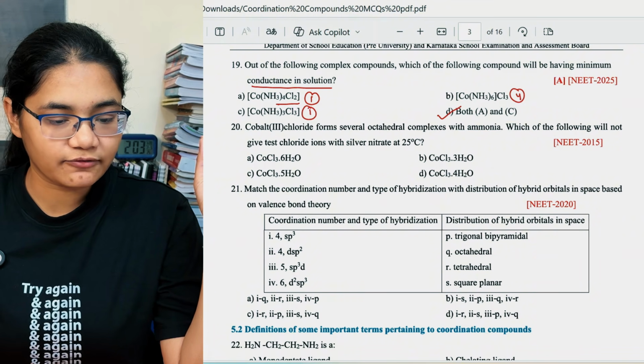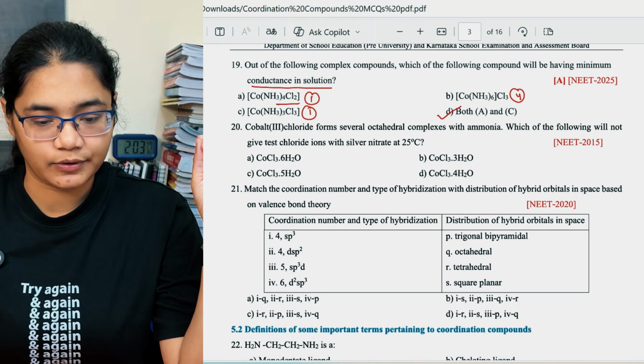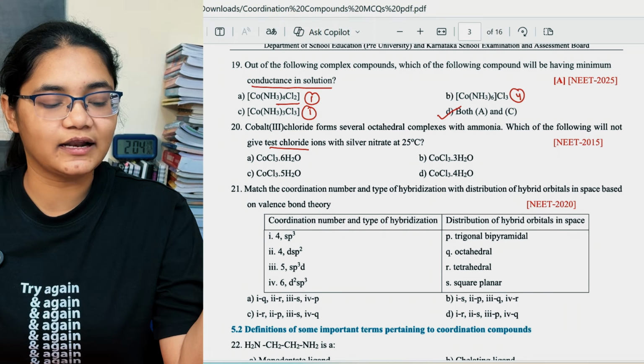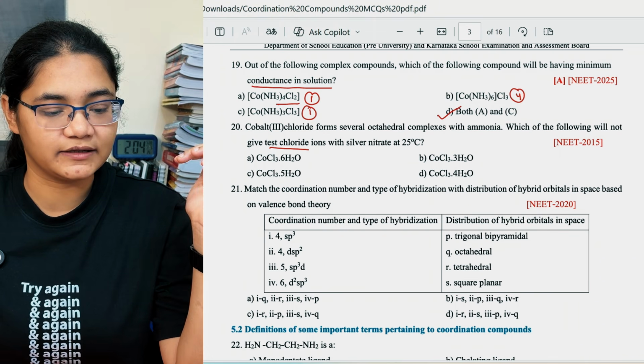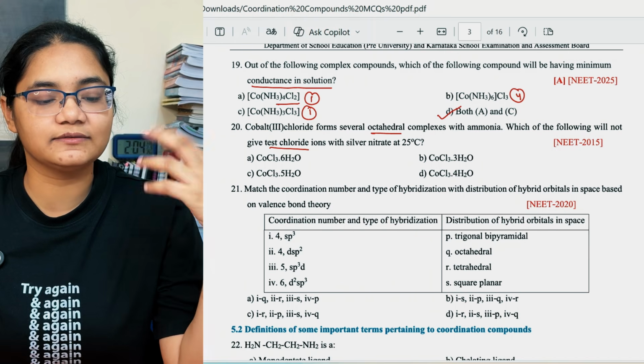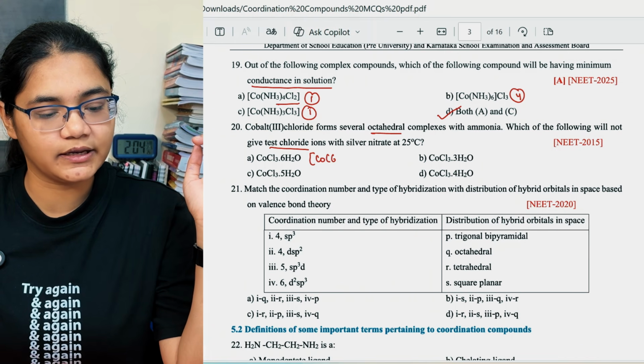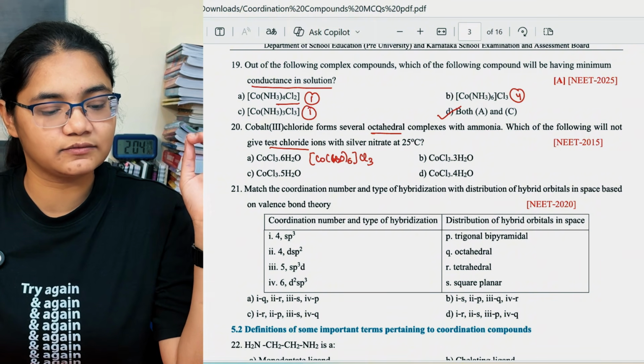Now cobalt 3 chloride forms several octahedral complexes with ammonia. Which of the following will not give a test for chloride? Not giving a test for chloride means it should be inside the complex. So here octahedral complexes means it has a coordination number of 6. So here the molecular formula should be like this: [Co(NH3)6]Cl3. So 4 ions will be produced here.